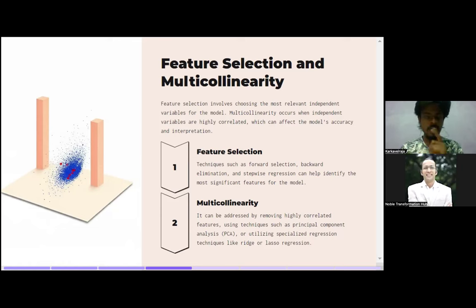Moving on, we are having multicollinearity. It can be addressed by removing highly correlated features using techniques such as principal component analysis, PCA, or utilizing specialized regression techniques like ridge or lasso regression. So guys, it will create a fitting problem. Underfitting and overfitting problems it will create.